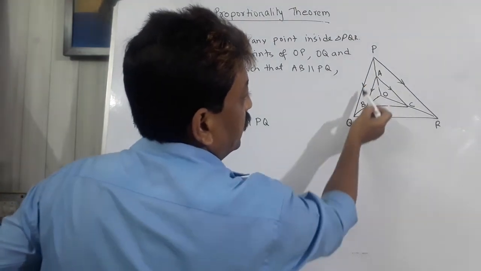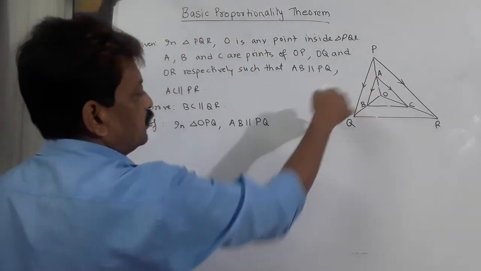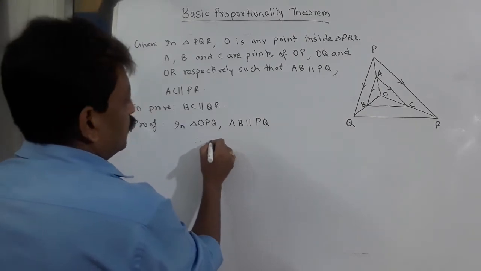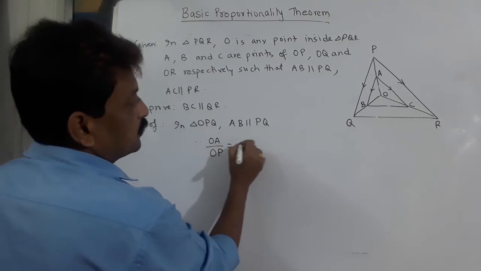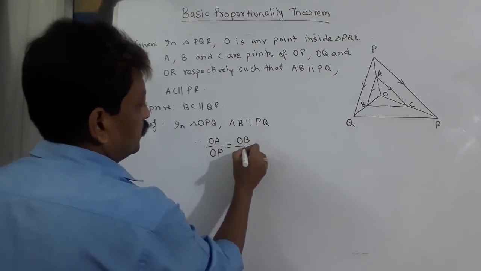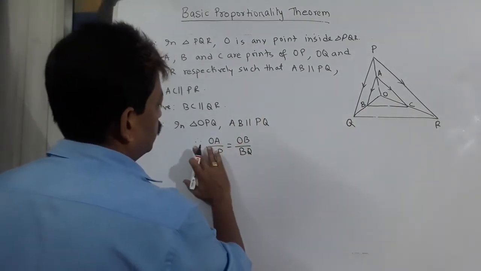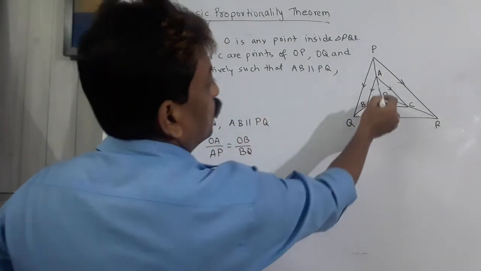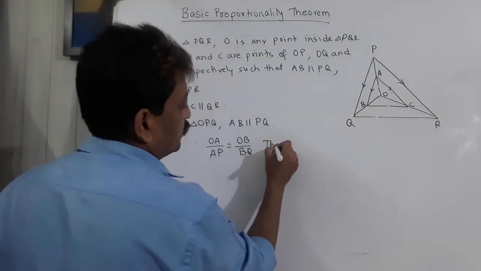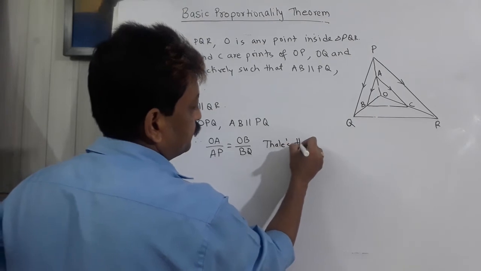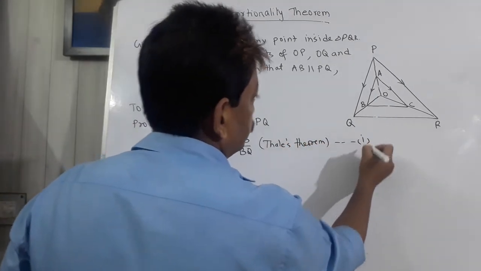In triangle OPQ, AB is parallel to PQ. Therefore, we can say OA upon AP is equal to OB upon BQ. This is Thales theorem, or the basic proportionality theorem. Let me make it equation number 1.